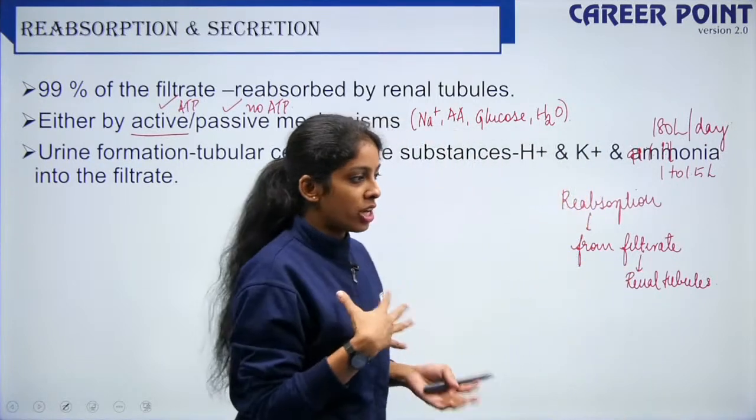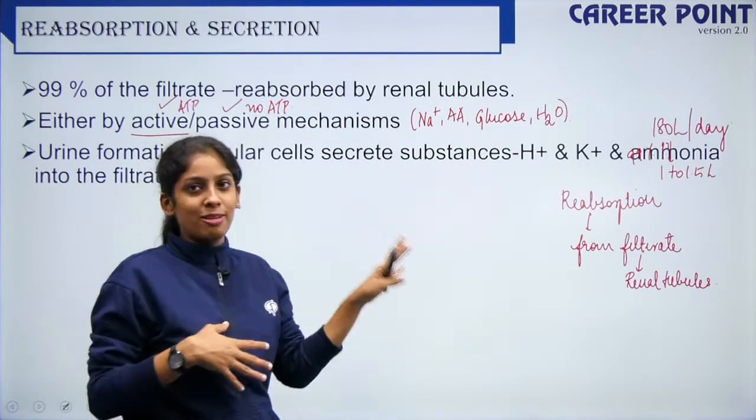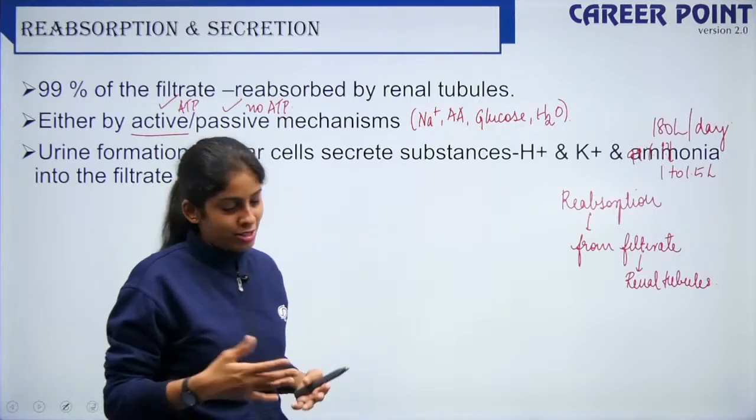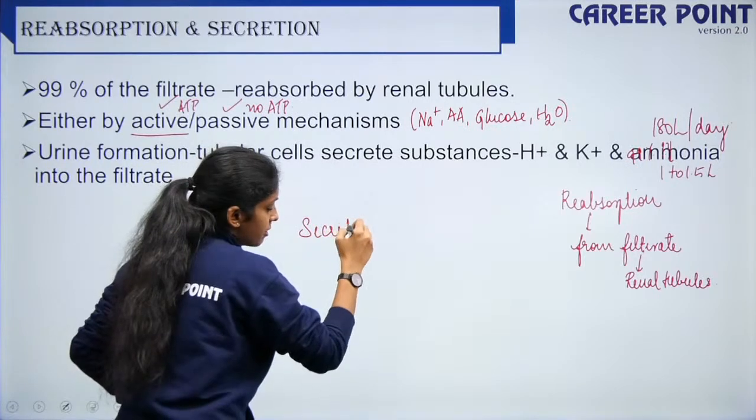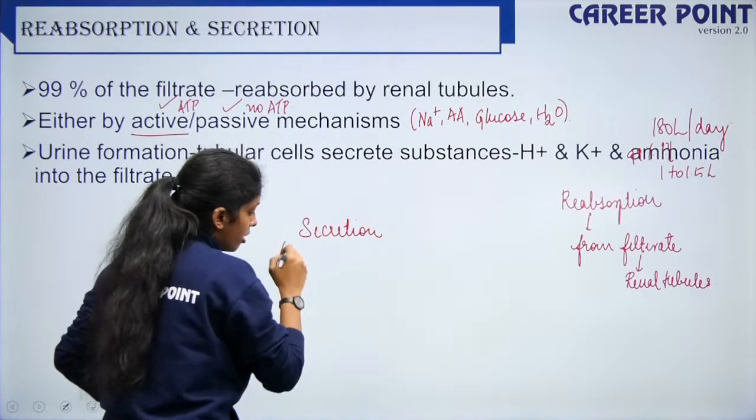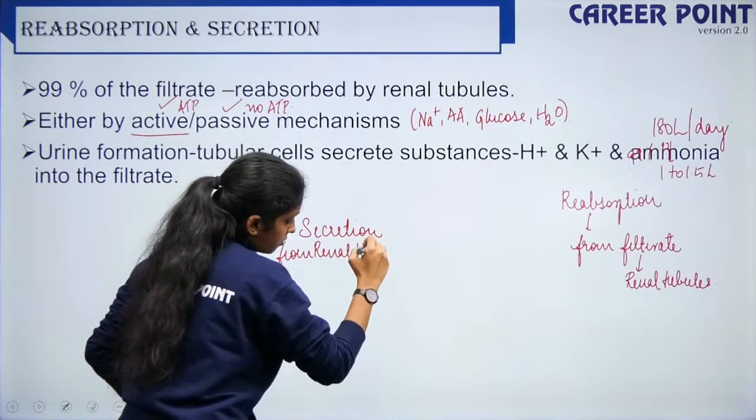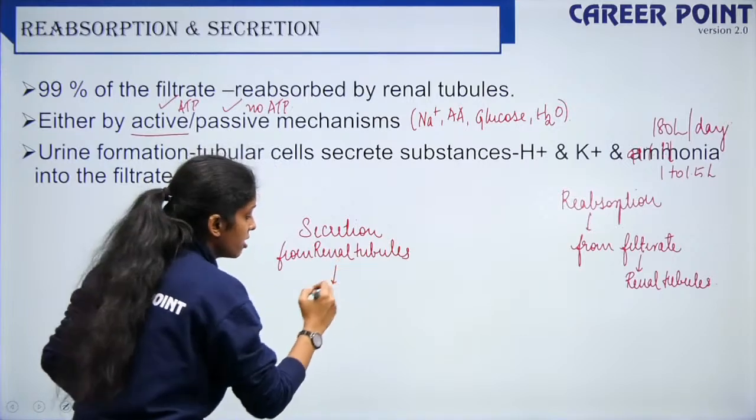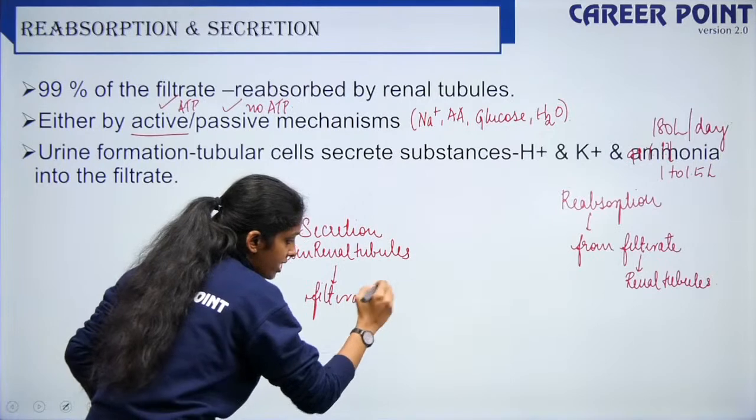Now your renal tubules feel that they have taken up all the things that are available in the filtrate, so they feel very pathetic. So they now give back to the filtrate, right? So that is secretion. So secretion happens from the renal tubules into the filtrate. So you should know from where it happens.